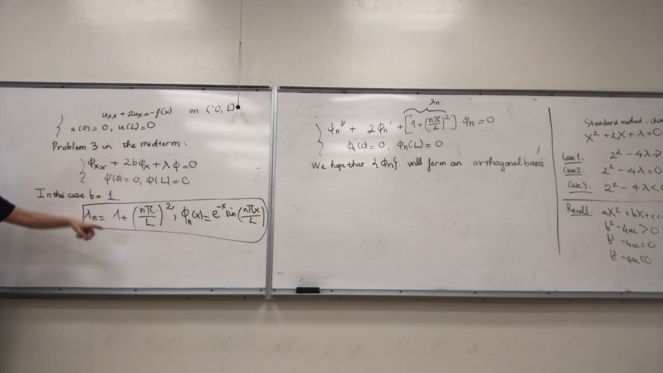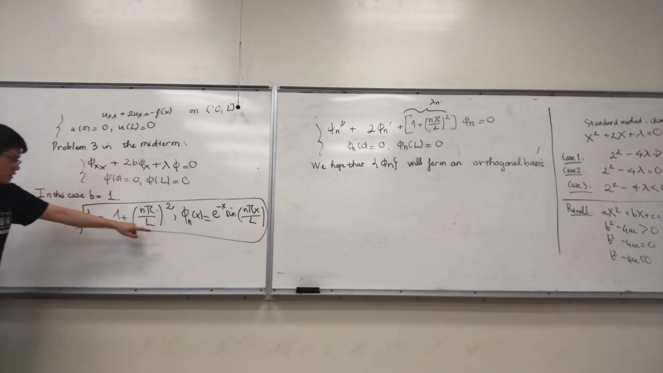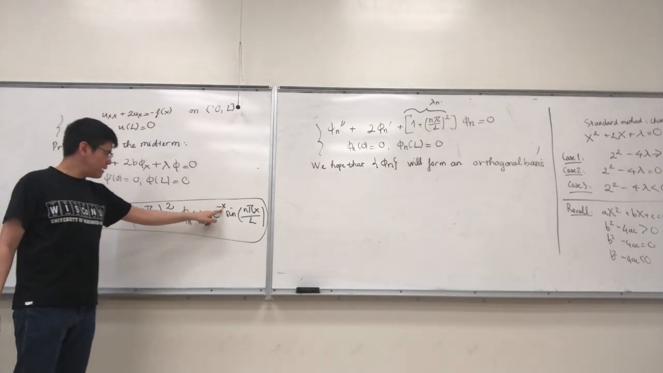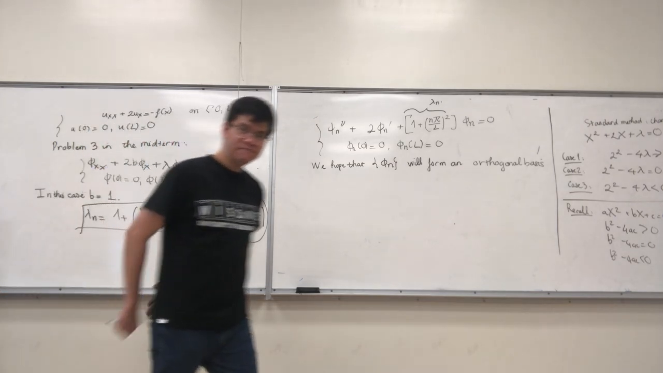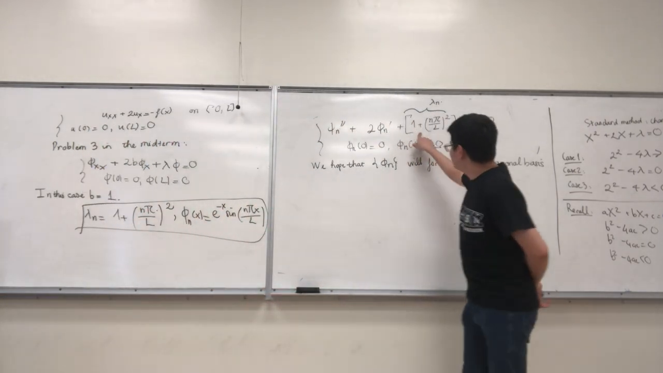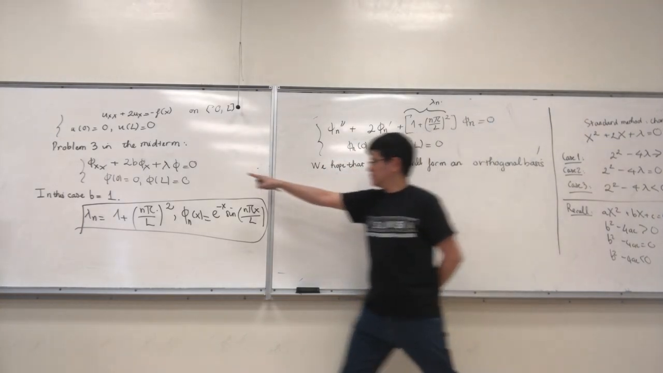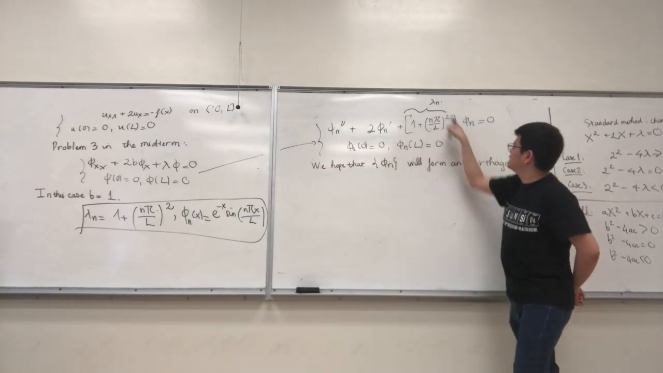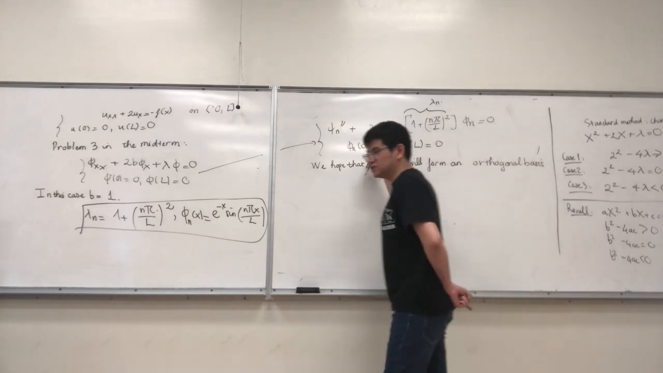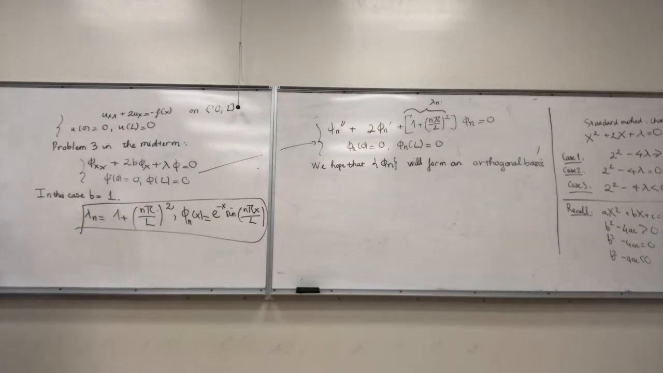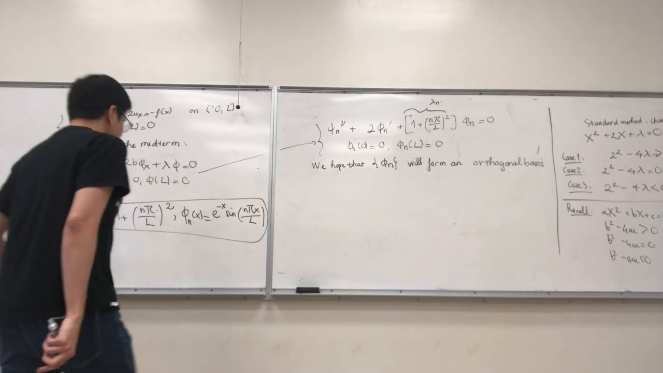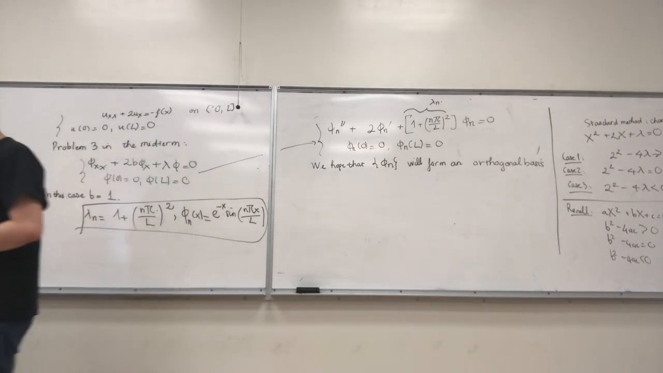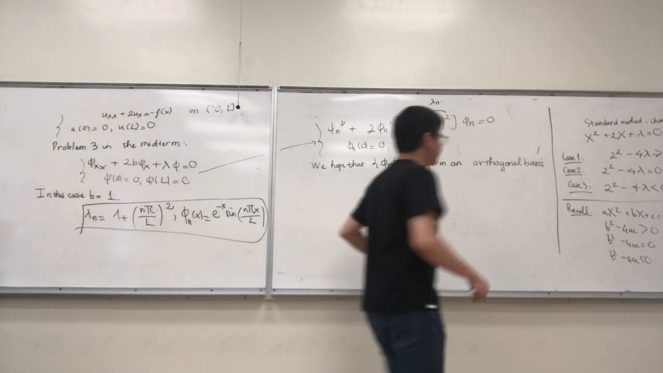Using those results again, we found that lambda n is 1 plus n pi over l, squared, and phi n will be exponential of minus x times sine of n pi x over l. Basically we replace into the eigenvalue problem, and you found this: phi n double prime plus 2 phi n prime plus lambda n phi n equals 0, with two Dirichlet boundary conditions. But the problem is that these vectors are not orthogonal. Why are they not orthogonal? I'm going to check them, at least for you to see that they are not orthogonal.